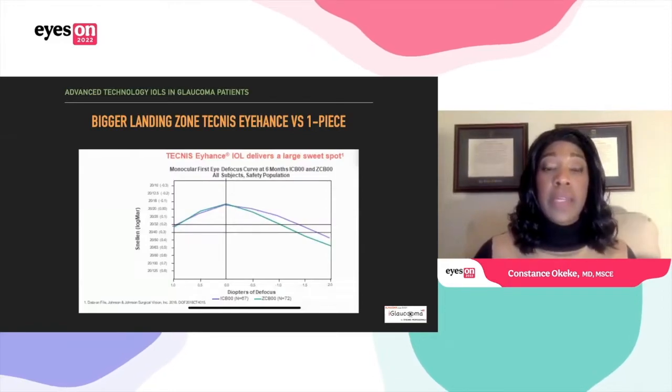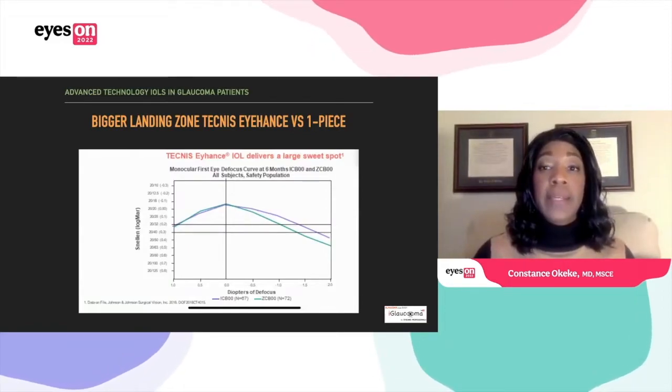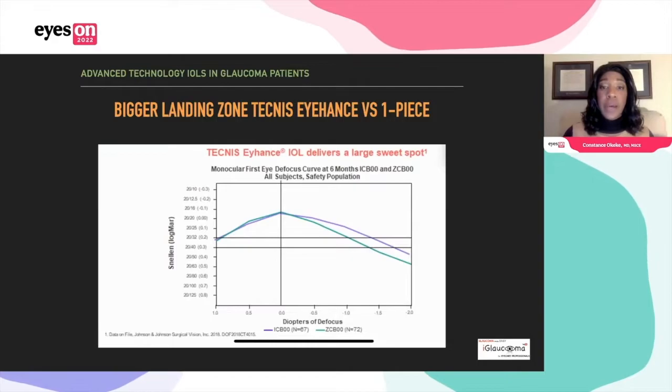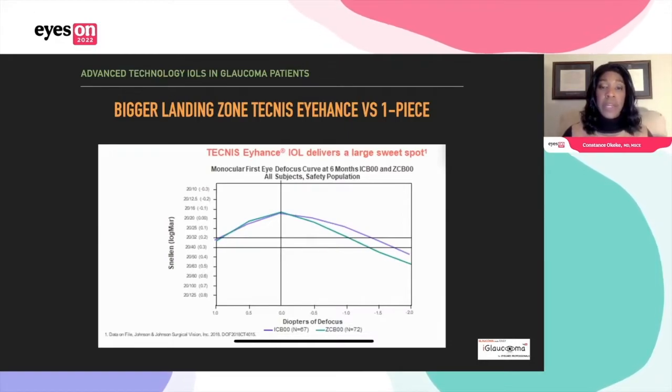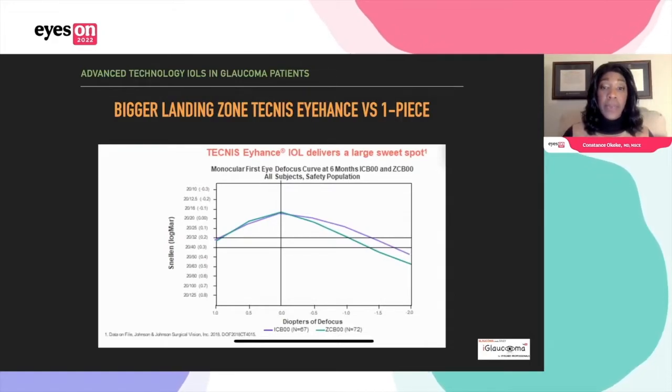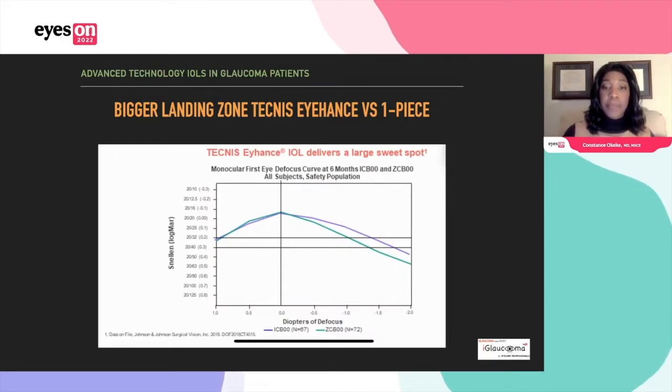So here is the defocus curve looking at the Eyhance lens versus the one-piece monofocal lens, the Eyhance lens being in the purple and the one-piece monofocal in the green. What can be seen here is that at distance, the vision is excellent at 20/20. As you go down the defocus curve into the intermediate zone, one can see an advantage of the Tecnis Eyhance over the monofocal lens in delivering better quality intermediate vision.